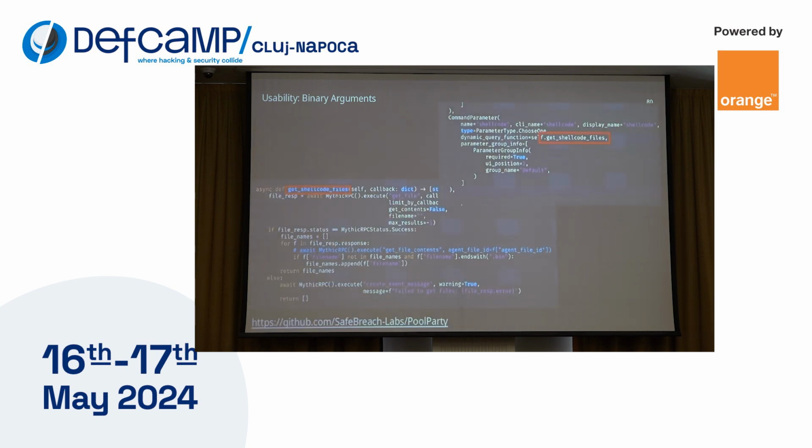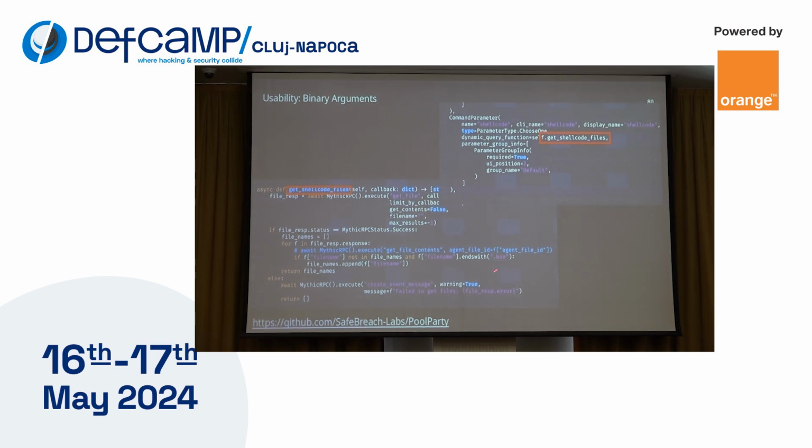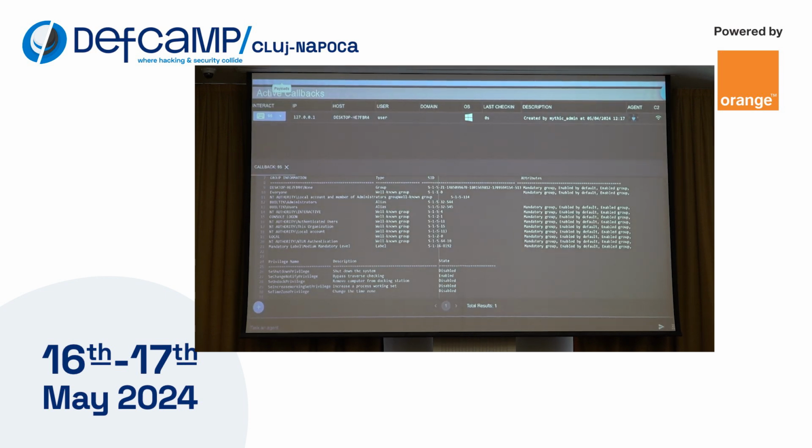So you need to modify the first Python class, and add the following argument, which is called dynamic query function, and the name of the function. What it creates is a drop-down list with the shellcodes that you host on a Mythic server. And this is a function which basically retrieves the files that have a .bin extension. If the file ends with .bin, then we assume that this is a shellcode and we can inject it. So this is a demo, for example.